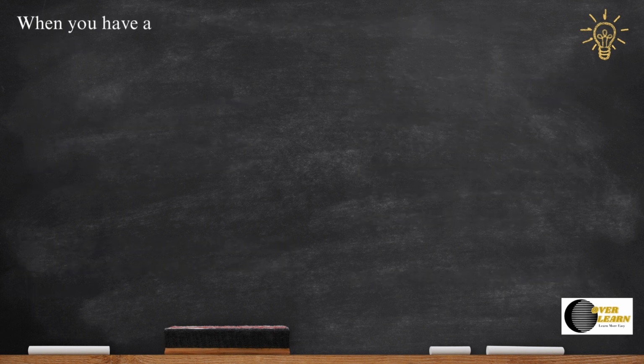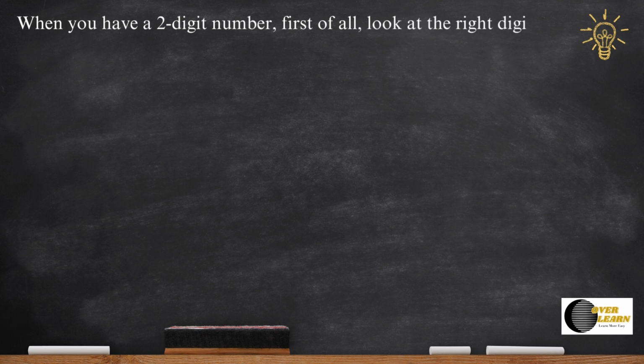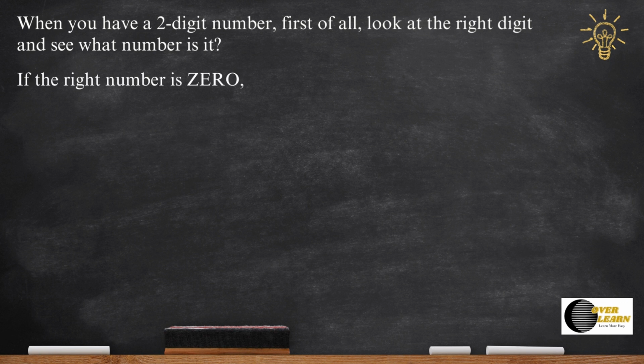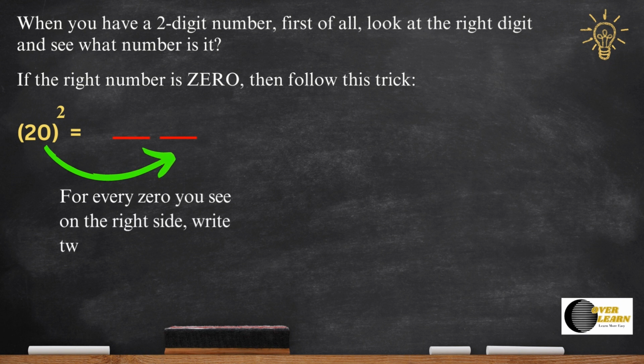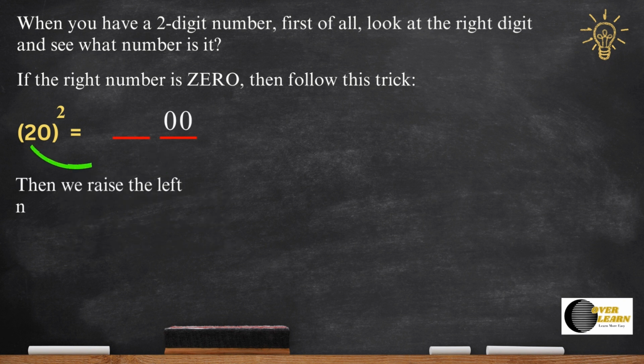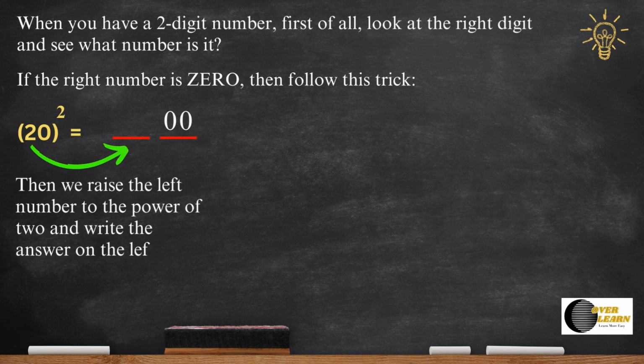When you have a two-digit number, first of all, look at the right digit and see what number it is. If the right number is 0, then follow this trick. Per every 0 you see on the right side, write 2 zeros in this section. Then we raise the left number to the power of 2 and write the answer on the left line.